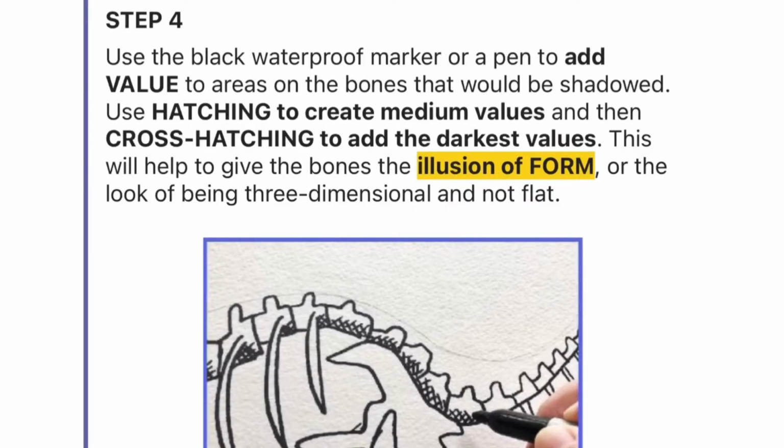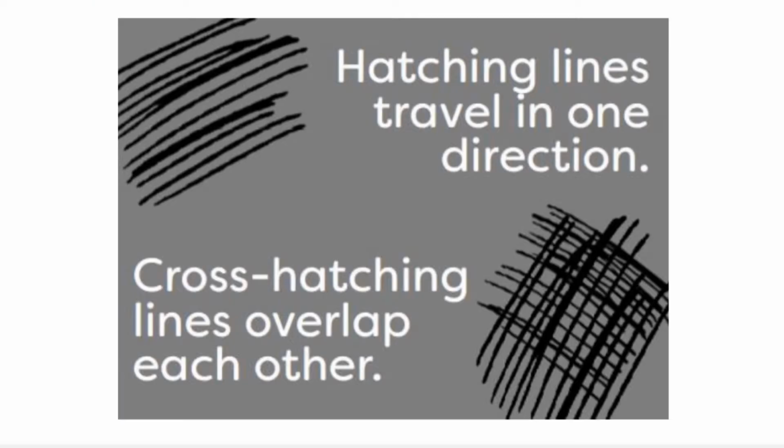Step 4, use the black waterproof marker or a pen to add value to the areas on the bone that would be shadowed. Use hatching to create medium values, and then cross-hatching to add the darker values. This will help give the bones the illusion of form, or the look of being three-dimensional and not flat. Hatching lines travel in one direction, cross-hatching lines overlap each other.